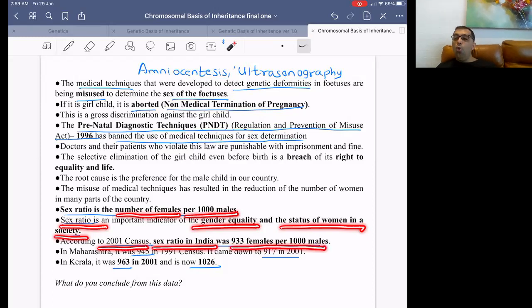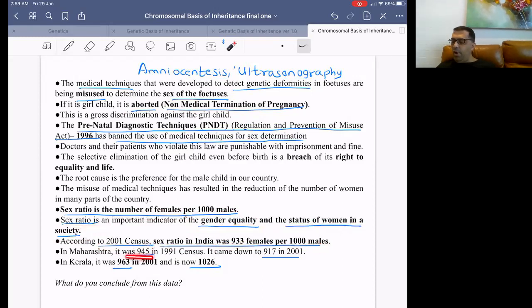So we have a low female sex ratio. That indicates that more and more people preferred having the male child, and many female children were aborted. In Maharashtra, it was 945 in the 1991 census, and came down to 917 in the 2001 census. So there was a lot of discrimination against the female child.